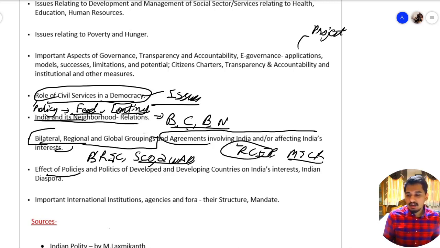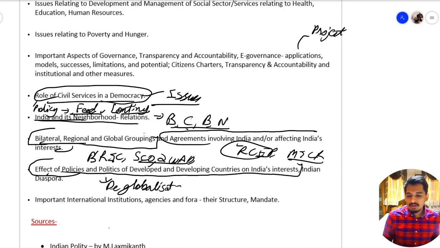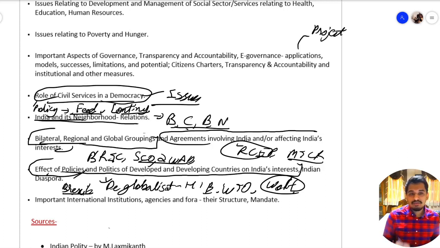Then we have the effect of policies and politics of developed and developing countries on India's interest. In these various policies, such as the deglobalization by the USA, it is not issuing H-1B visas. It is dismantling the WTO. Then we have wolf warrior diplomacy of China, which is known as the aggressive foreign policy by China, or we have Brexit. So these are some of the important policies or politics in developed and developing countries which affect India's interest. And then we have Indian diaspora.